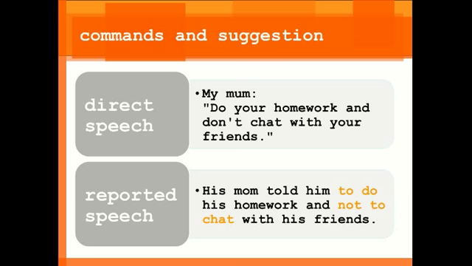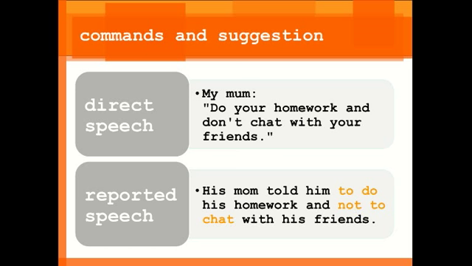Now a second example. Your mom says, "Do your homework and don't chat with your friends," which of course is a command. And you want this put into the reported speech, and you can do this with the following sentence. His mom told him, or my mom told me, to do his homework, to do my homework, and not to chat with his friends, not to chat with my friends.